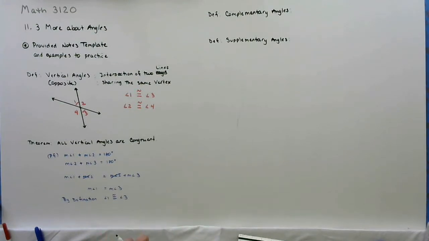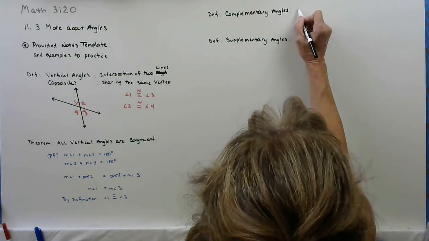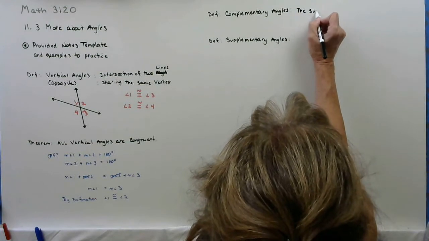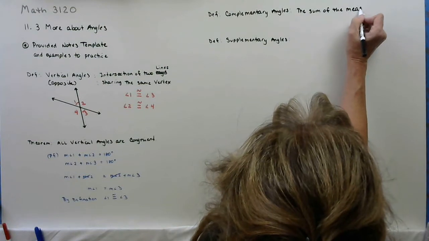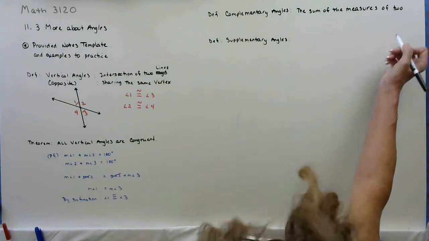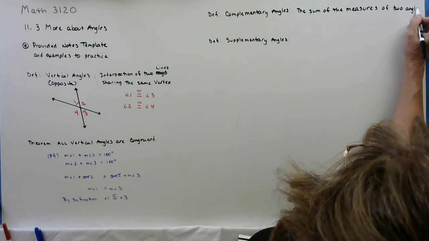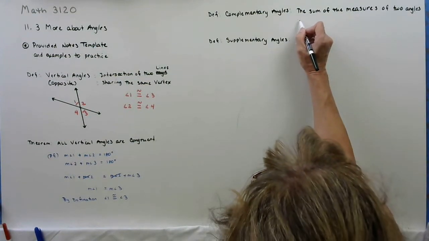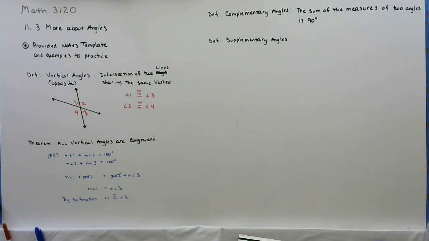Complementary angles are two angles whose sum of the measures is 90 degrees. How about the sum of the measures of two angles? Am I still on the board a little bit? Two angles is 90 degrees. Remember, these do not necessarily have to be adjacent or next to each other.